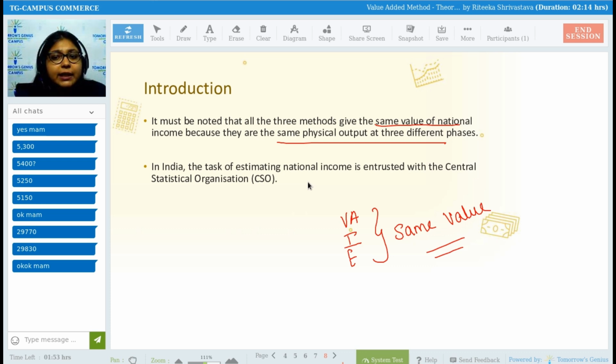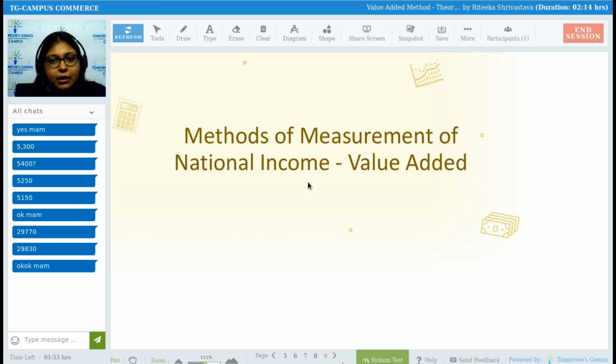The task of estimating national income is entrusted to the Central Statistical Organization. So in India, who calculates national income? CSO. And what is CSO? Central Statistical Organization. They are going to measure national income.